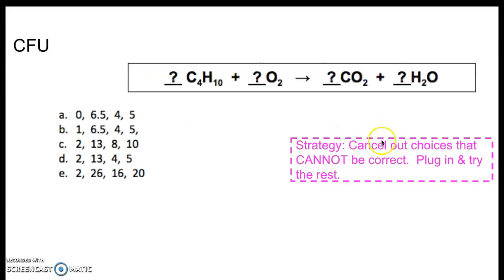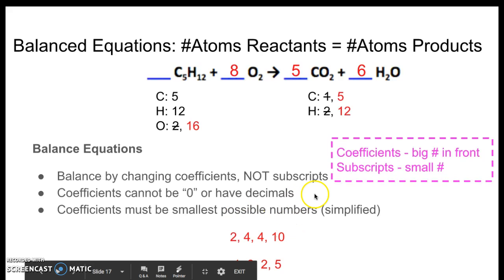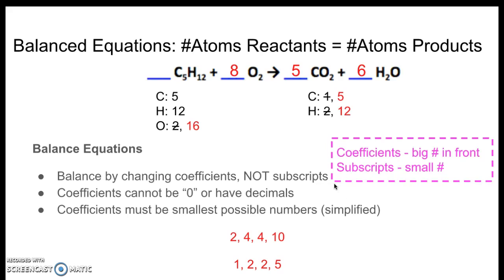But a really good strategy is to cancel out any choices that cannot be correct, because what's the point of plugging them in? So remember, and I'll go back real quick just to show you, coefficients cannot be 0 or decimal. So if you see 0 or decimals, cross out that answer choice. And the coefficients must be the smallest possible number. So if you see something like 2, 4, 4, 10, where you can divide numbers by 2 or 3 or whatever, if it's not completely simplified, cross out that choice as well.